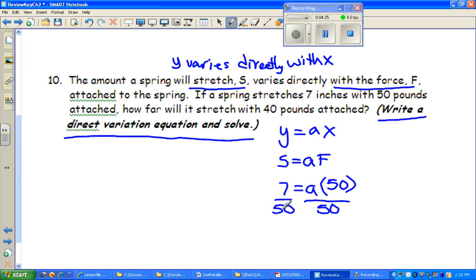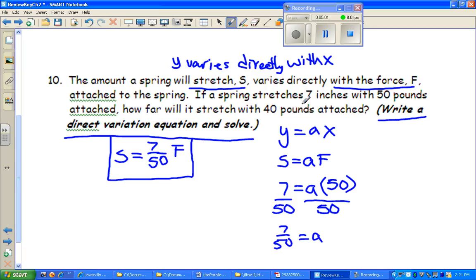You can get this as a decimal if you want to. I prefer to leave it as a fraction, and this will not reduce any. So 7 over 50 is the a value. My equation is going to be s, for the stretch, and they already identified it as that, so we're going to use s for the stretch, equals 7 over 50 times f. This is my equation, so this is part of the answer, but not the whole answer.